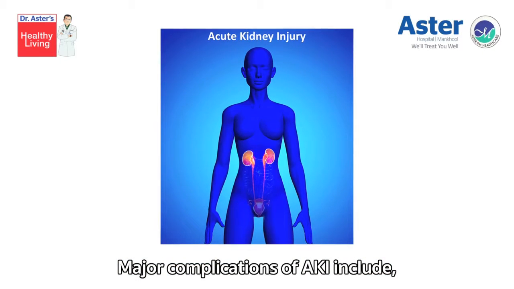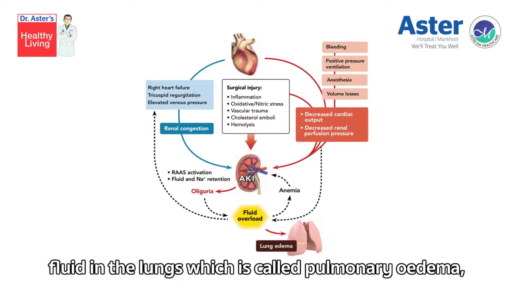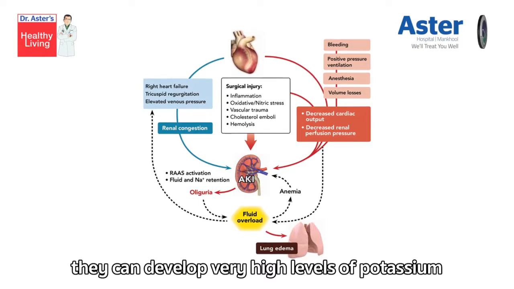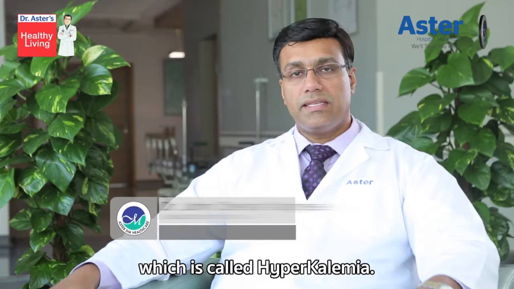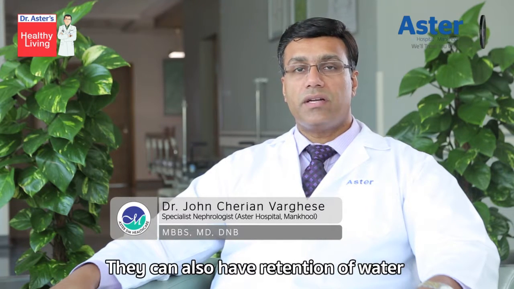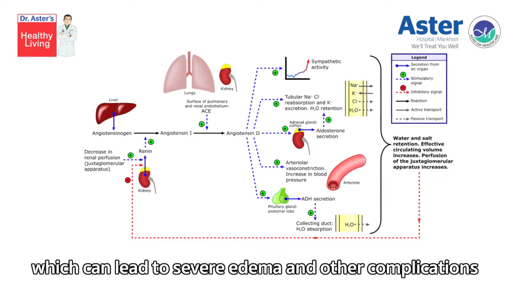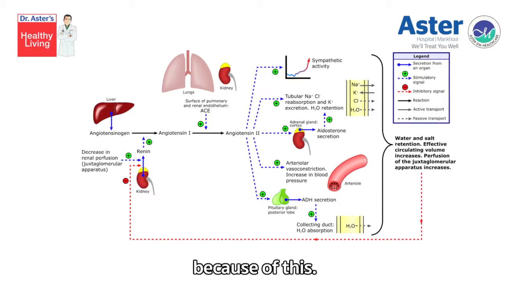Major complications of acute kidney injury include fluid in the lungs, which is called pulmonary edema. They can develop very high levels of potassium, which is called hyperkalemia. This can lead to disturbance in the heart rhythm. They can also have retention of water, which can lead to severe edema and other complications because of this.